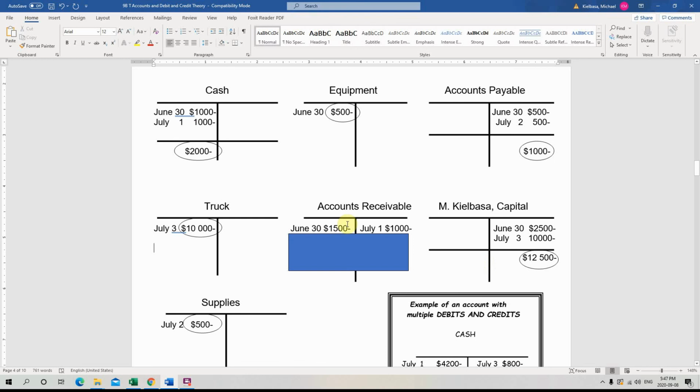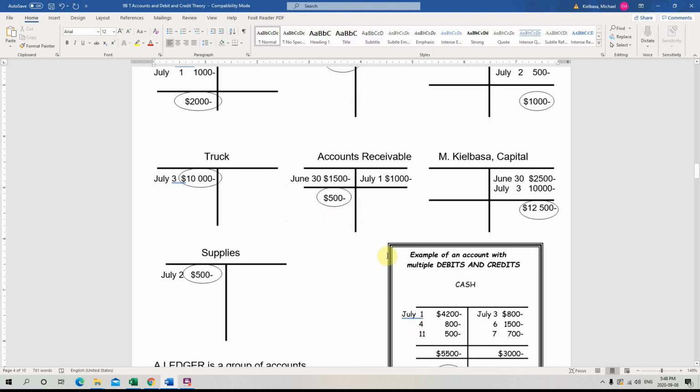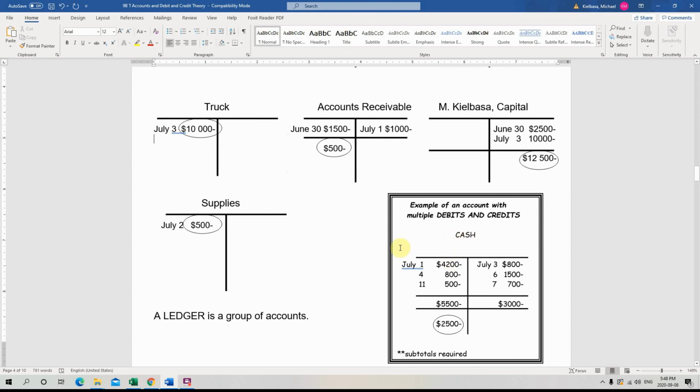Now, if there's items on both sides, what you're going to do is you're going to subtract the smaller value from the larger value, and put the difference on the larger side, and then circle it. Now, what happens if I have multiple debits and credits? For example, I have this. What you're going to need to do is you're going to have to come up with subtotals for each side, and then come up with a final total and put it on the larger side.